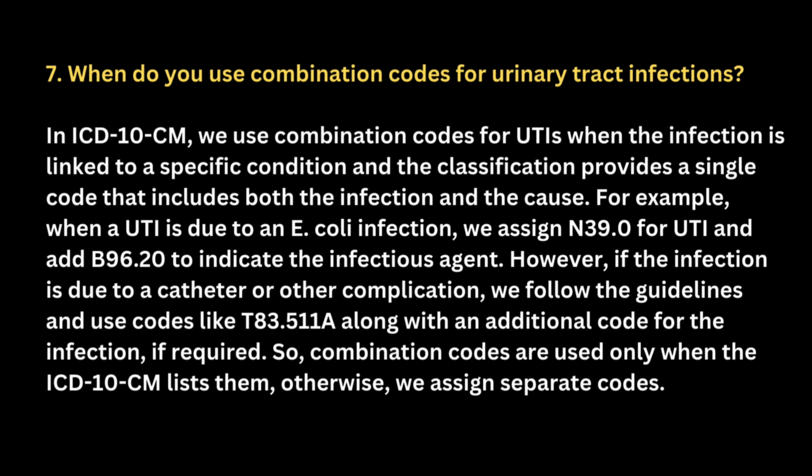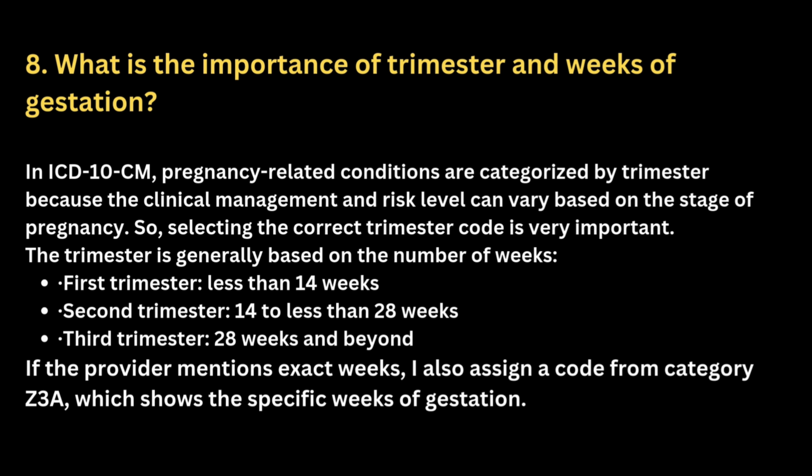Next question, when do you use combination codes for urinary tract infection? Combination codes for UTI are used when the infection is linked to a specific condition and the classification provides a single code that includes both the infection and the cause. Here I have given an example. You can just go through it. In most of the cases, UTI will be coded as a combination code.